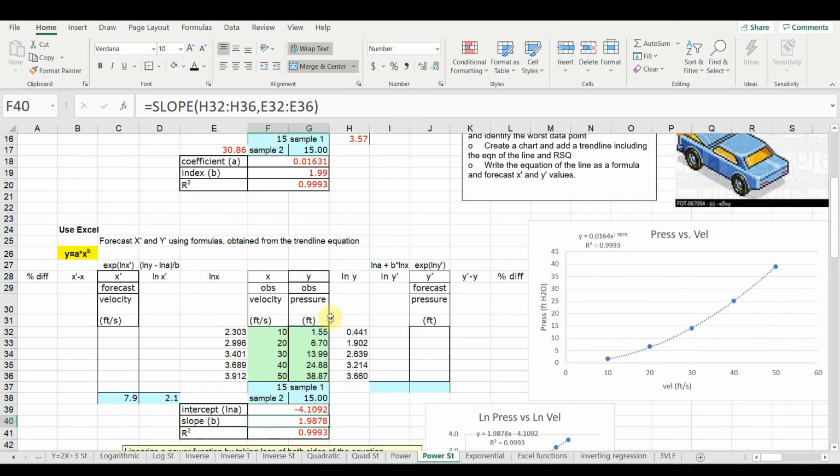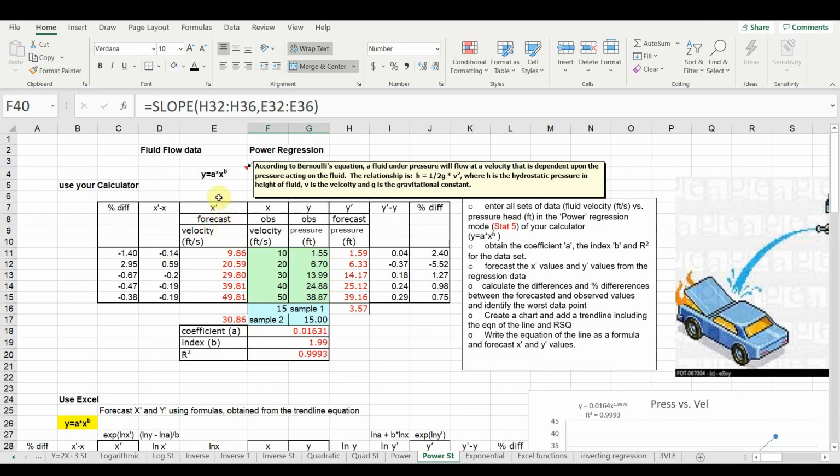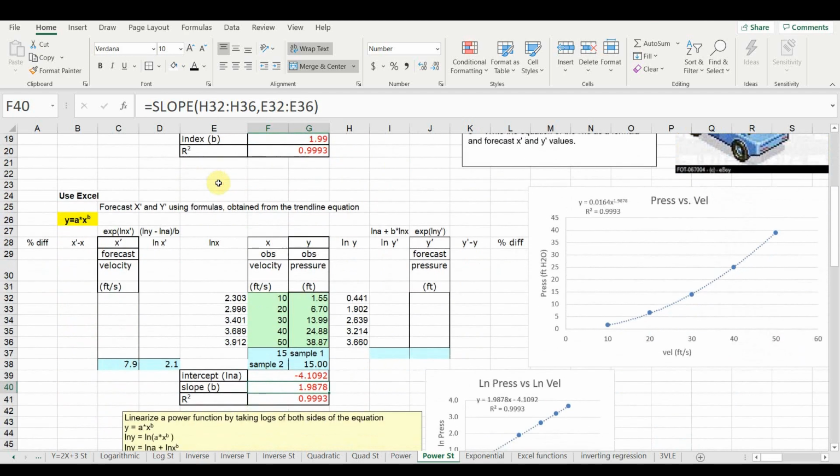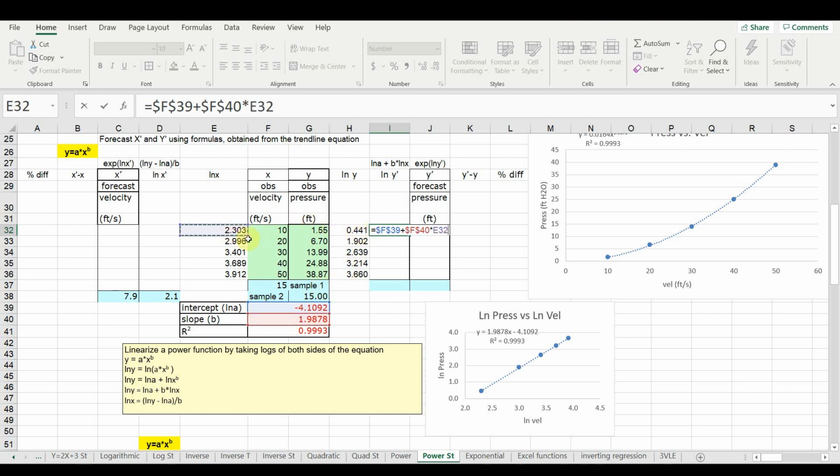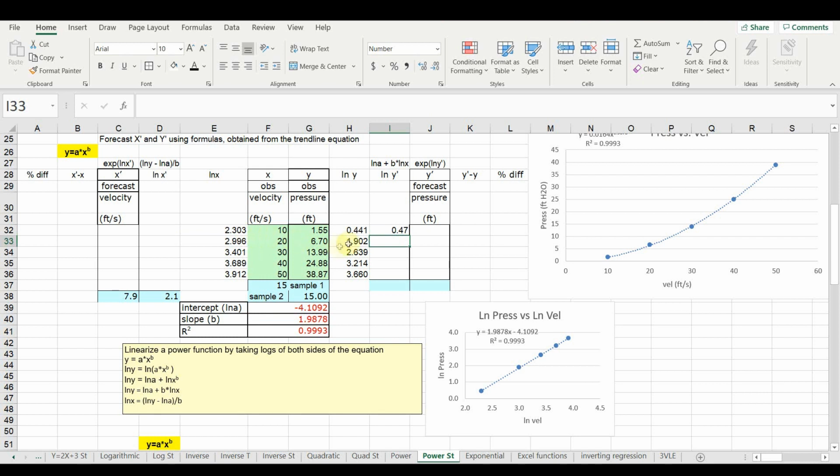Our slope is 1.99 again, but the coefficient of a is now a ln term. We're going to forecast ln y prime. So here, ln y prime will be ln a plus b ln x equals the ln of a, f4, plus b, f4, times the ln of x, which is way over here. Enter. 0.47.